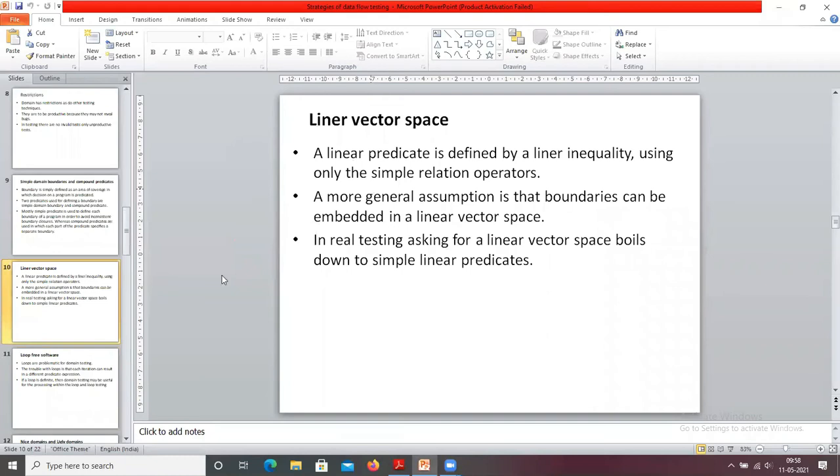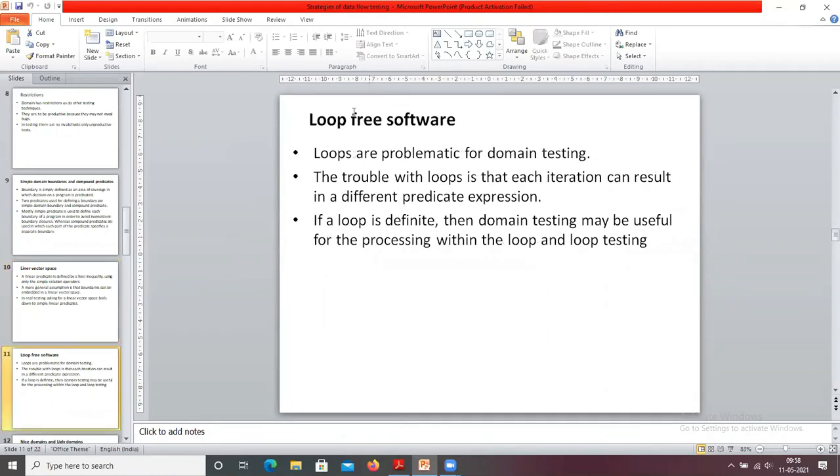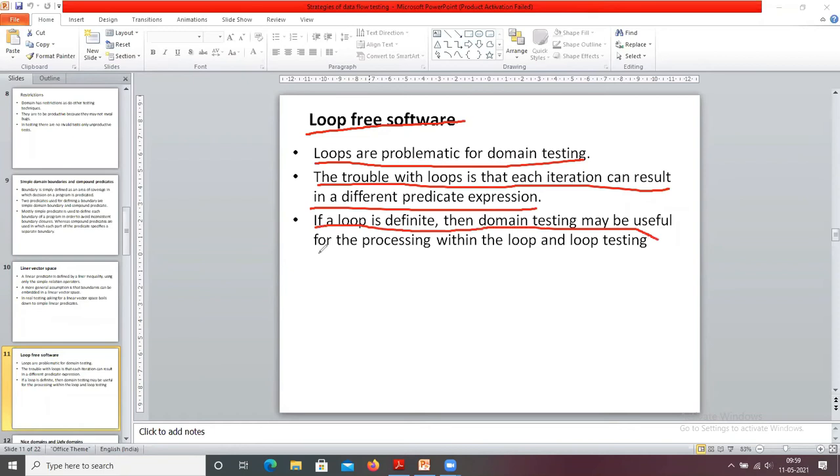Loop-free software. When we are doing testing, we find many bugs in loops. Loops are problematic for domain testing. The trouble with loops is that each iteration can result in a different predicate expression. If a loop is definite, then domain testing may be useful for the processing within the loop, along with loop testing.